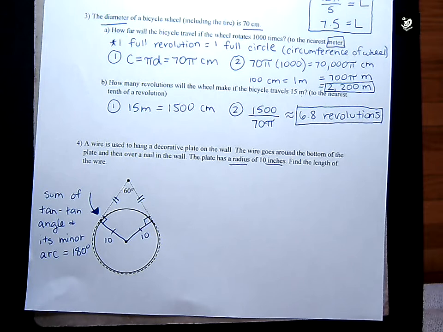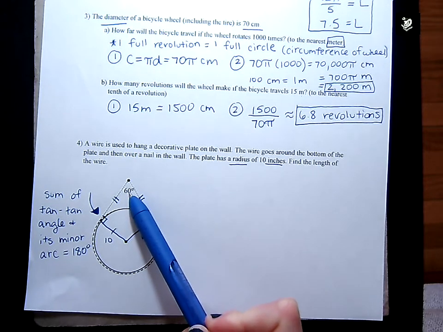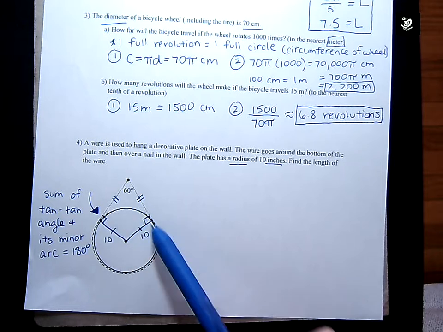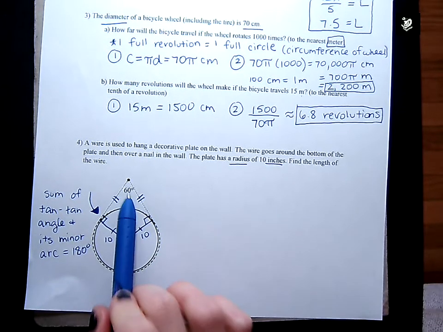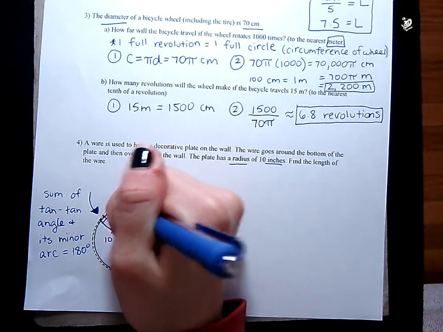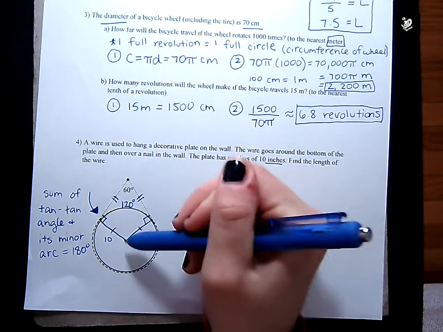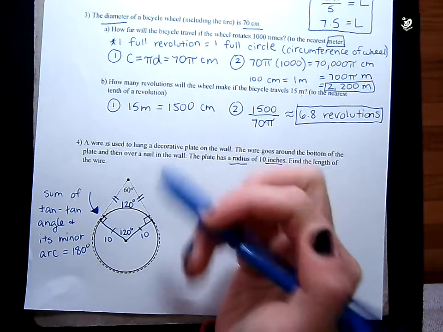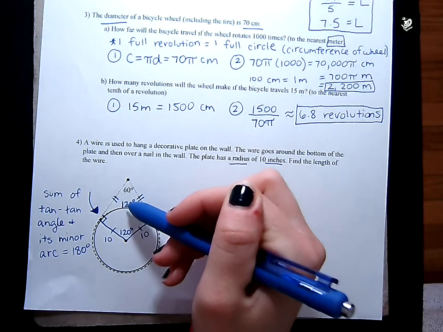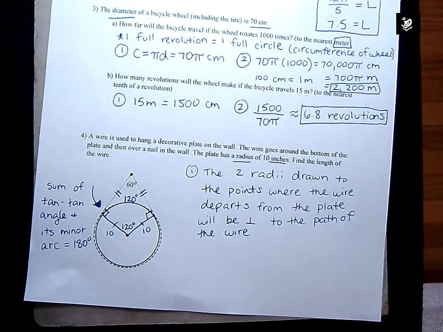I know that the sum of a tangent-tangent angle and its minor arc should add up to 180 degrees. So if this is 60, then this arc is 120 degrees, which means that this central angle is 120 degrees, because remember, the central angle is always equal to the measure of its intercepted arc. So I just wanted to write this out just in case you need it.